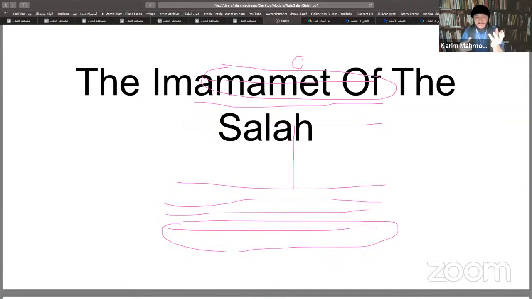So you find all the rules that have to do with women make them different from the men. Pray in the back. Wear hijab. Well, men have to cover also, but the covering of men is much less than the covering of women. You're like, why is that? Is it because women are nothing? No. Allah wants them protected.